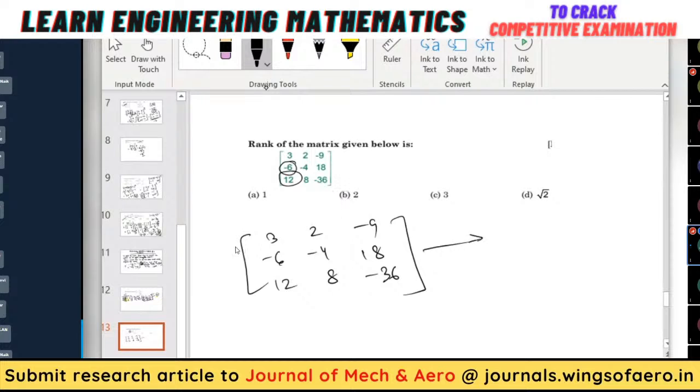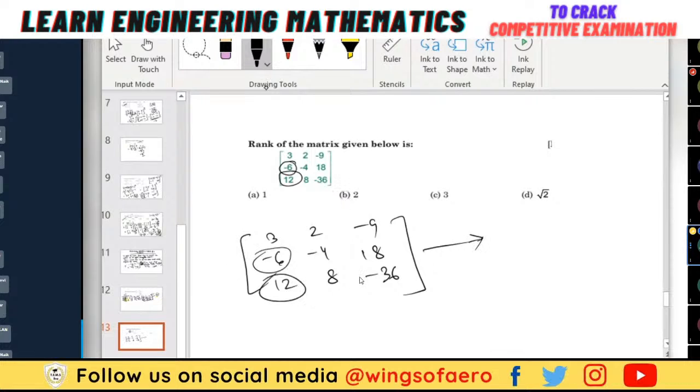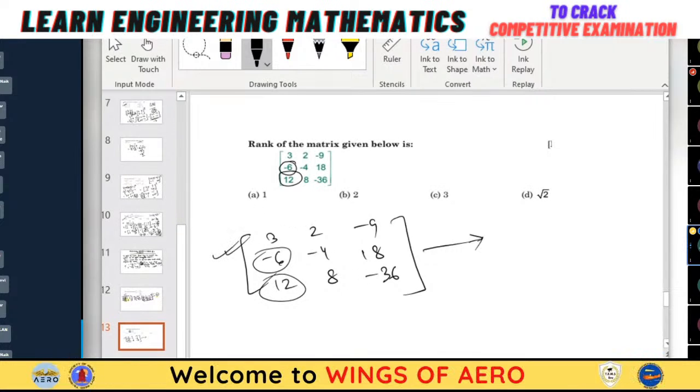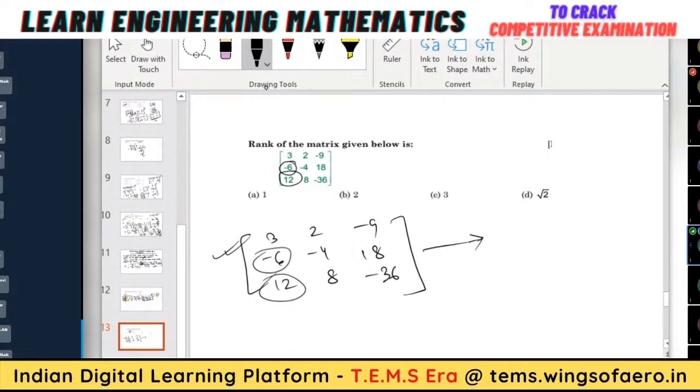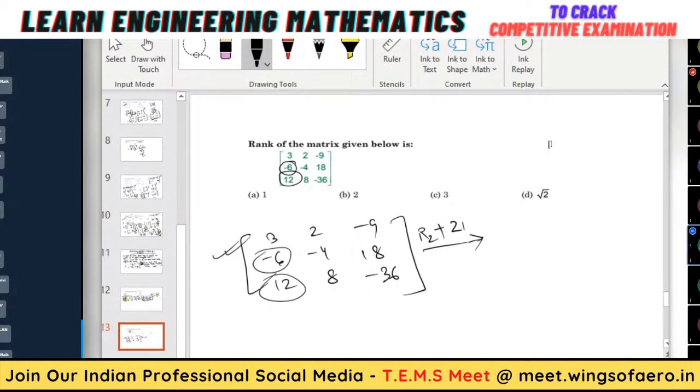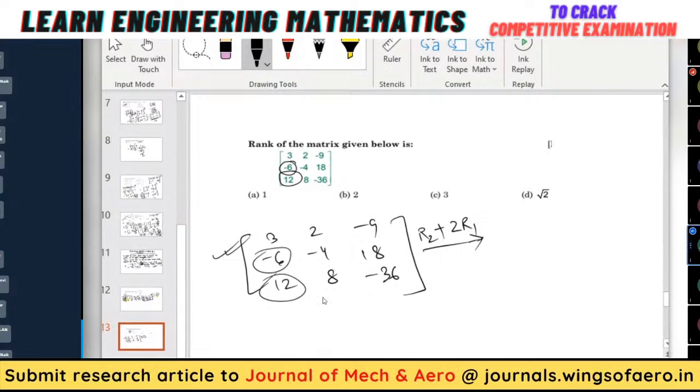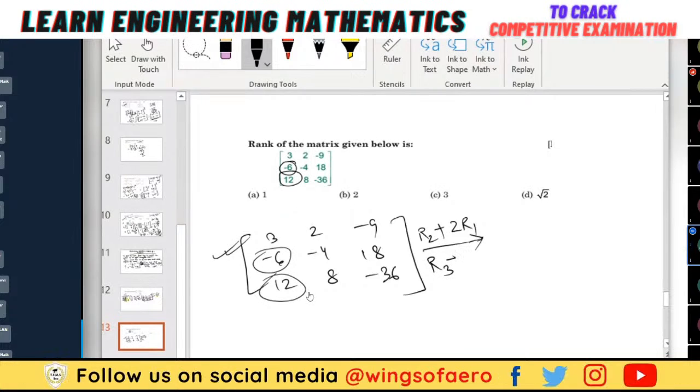Everything is written very properly here. If I want to make this element 0 and this element 0 with respect to this one, what is the operation we should do? Look at this, it is minus 6. So R2 plus 3 into 2, that is 6, that is 2R1. This is the first operation. And the second operation will be R3 minus 4 into R1.